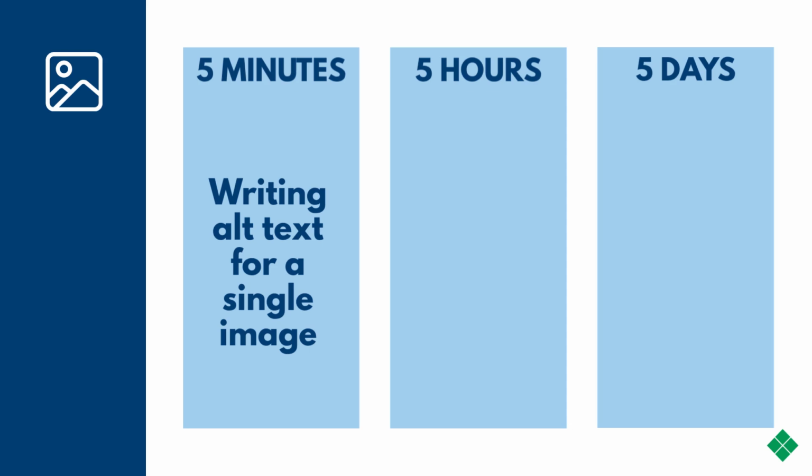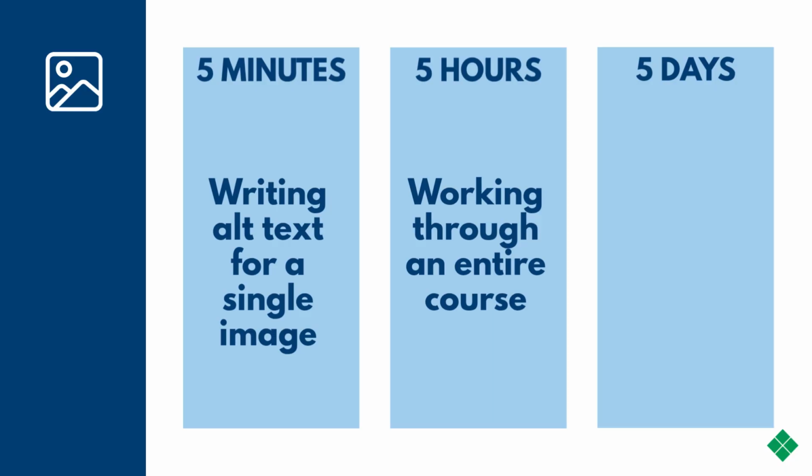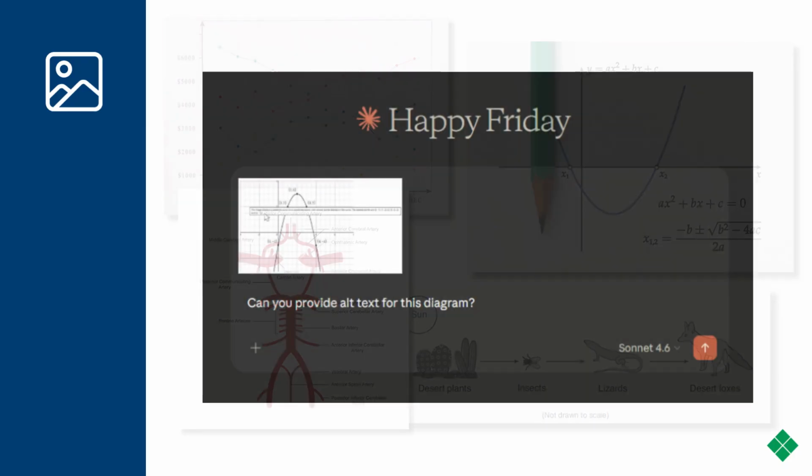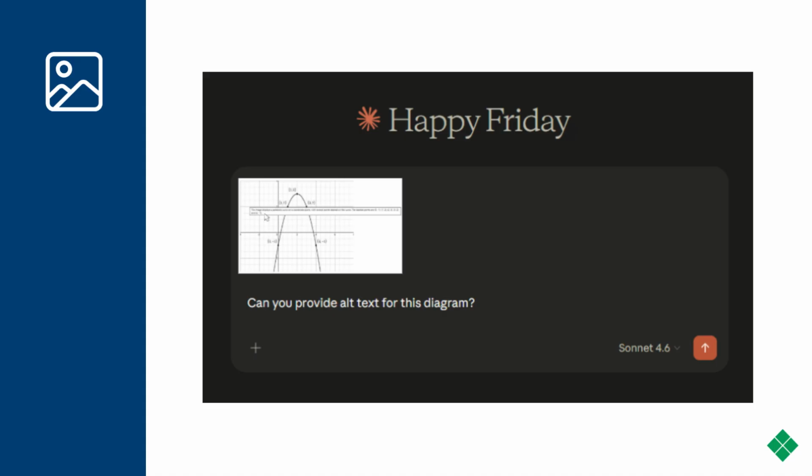Writing alt text for a single image might take 5 minutes. Working through an entire course could take 5 hours or more, depending on how many images you have and how complex they are. If you are working with a large number of images, consider using an AI tool to draft alt text as a starting point. You will still need to review and edit the output, but it can speed up the process significantly.